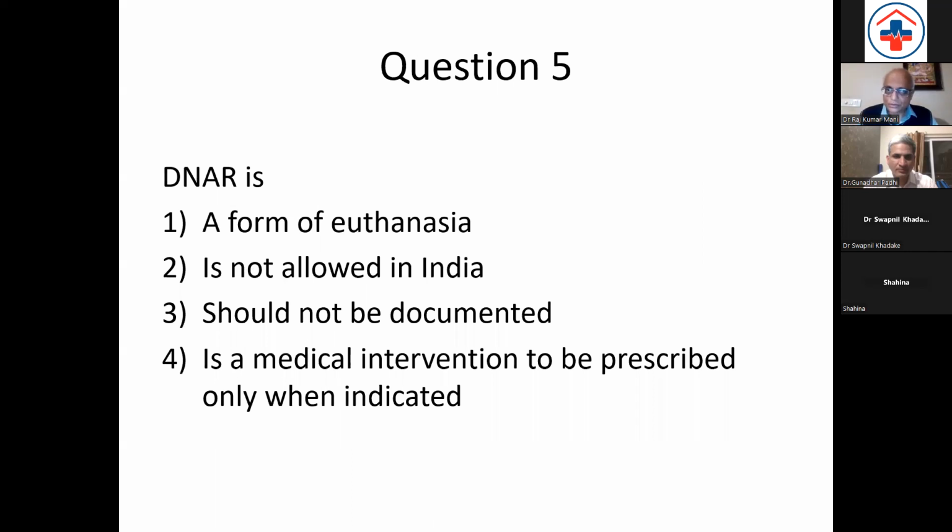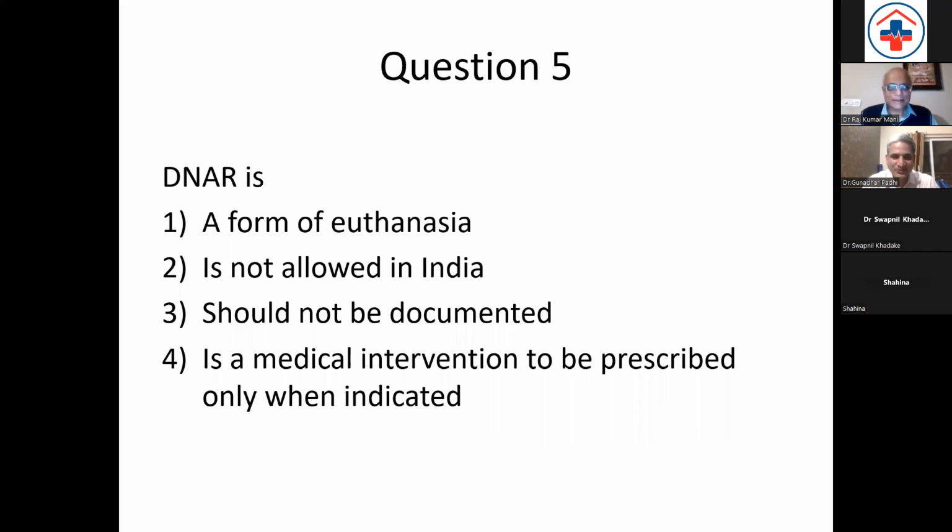So, last question. DNAR is a form of euthanasia, is not allowed in India, should not be documented, is a medical intervention to be prescribed only when indicated. A little more tough, isn't it? Yeah, more response. Understandably, this is more difficult.